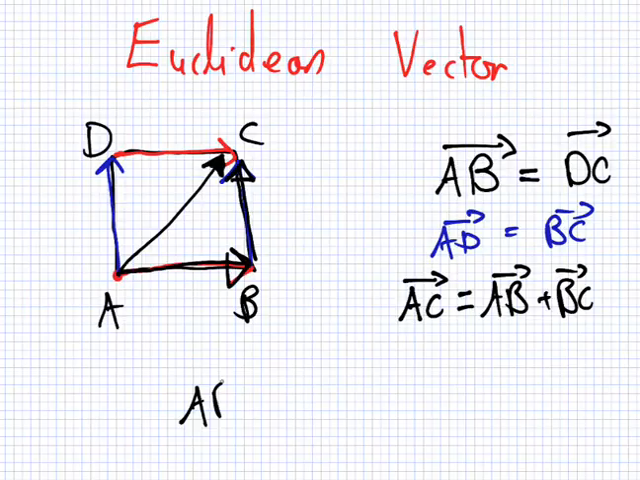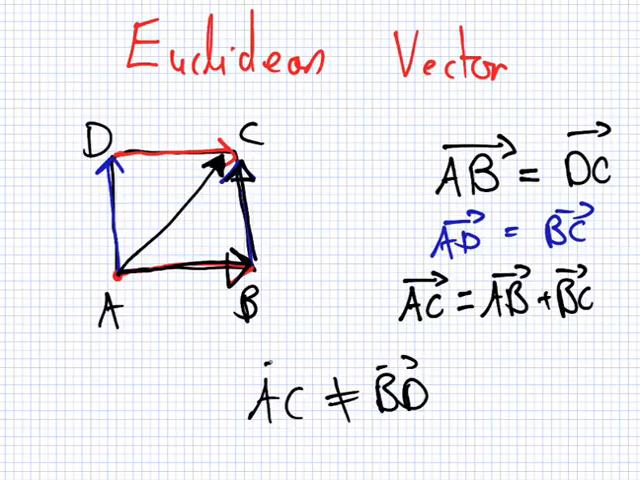Why did I say AC is definitely not the same as BD? Because of the different direction, yeah. AB is pointing which way? Northeast. And BD? Northwest. Yeah? Okay.